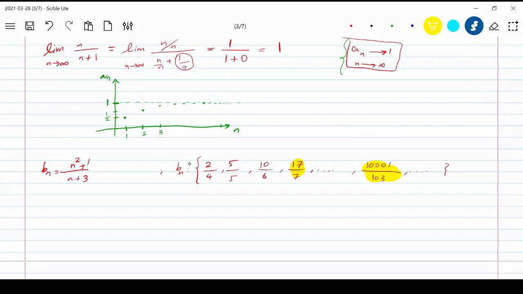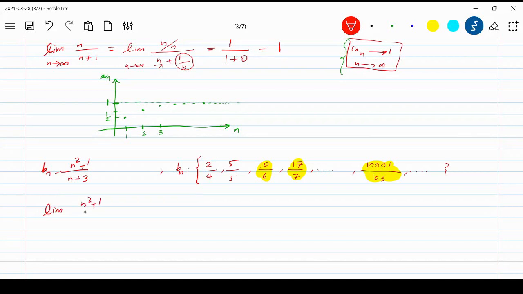Right, so it started with 2/4, then 5 over 5, greater than 1, greater than 2. This is almost 2. This one is greater than 2. Then 10,001 divided by 103 is greater than 100. And so on. So this n is quite increasing. As n is increasing, Bn is also increasing quite fast. So what happens is that this increasing part is approaching infinity. And we can calculate the limit to see if the limit exists.